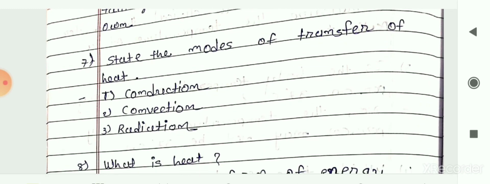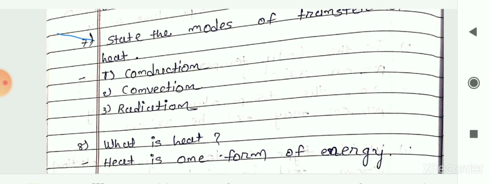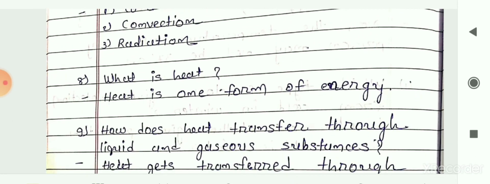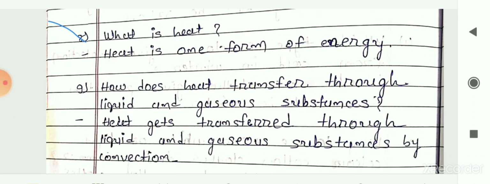Next, seventh number, state the modes of transfer of heat. So there are three modes of transfer of heat. The first one is conduction, the second one convection, and the next is radiation. So these are the modes of transfer of heat. Next is, what is heat? So heat is one form of energy. It is a kind of energy.